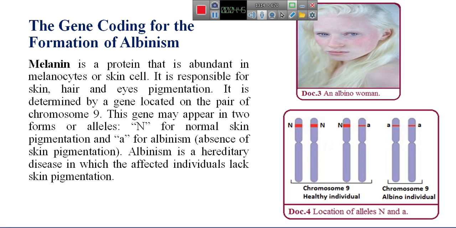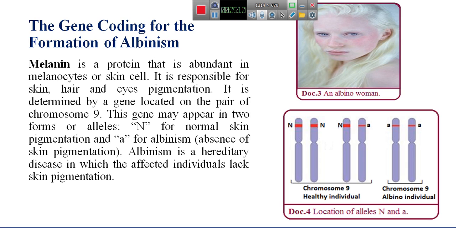They have white hair, white eyelashes, white skin, and they don't have melanin, and unfortunately they cannot resist sunlight, and this is why they are more susceptible to skin infections, and most precisely melanoma or skin cancer. The gene responsible for the production of melanin is found on chromosome number 9.